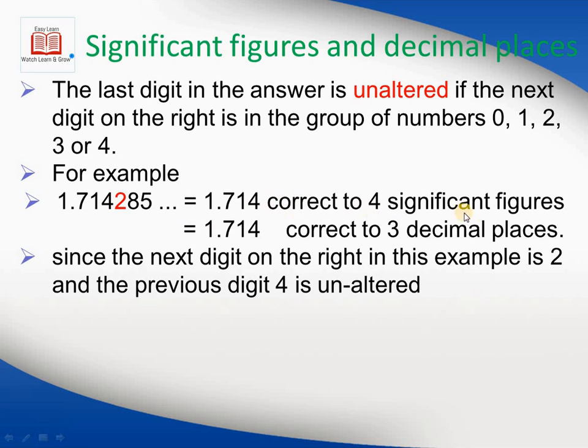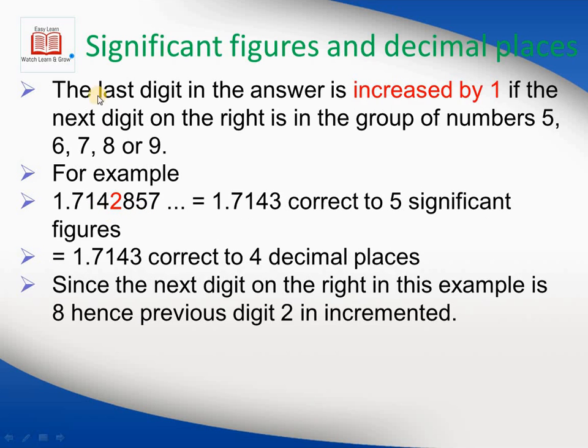1.714, it is correct up to 4 significant figures, 1, 2, 3, 4. But if we say it in terms of the decimal places, there are 3 digits after the dot, so we can say this is correct up to 3 decimal places. Since the next digit on the right in this example is 2 and the previous digit is 4, this is unaltered or unchanged.